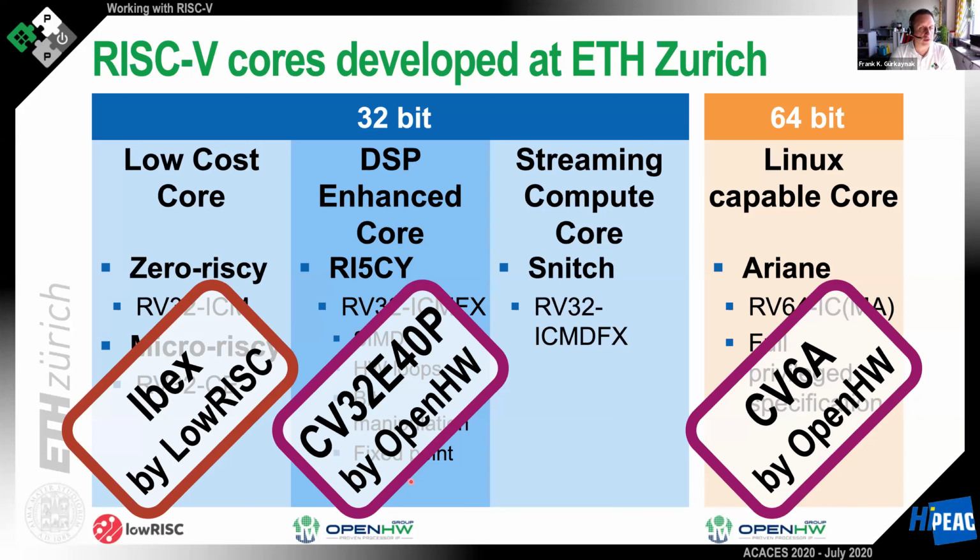So the low-cost core is now called Ibex, maintained by lowRISC. The OpenHardware Group has taken over the 32-bit main core and the 64-bit core. They named them CV32E40P. I'm not the biggest fan of their naming, and Ariane is now CVA6. And this is great because it means that the cores actually mean something, they are usable, and other people in industry are taking over the maintenance of them and using them further in their projects.